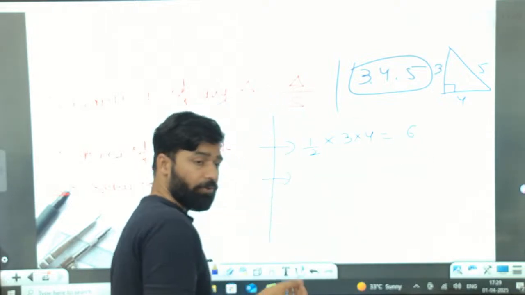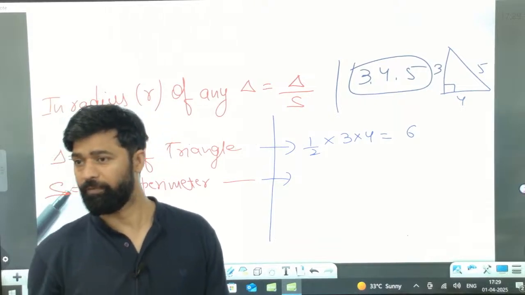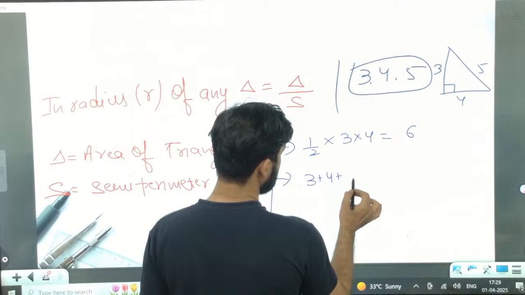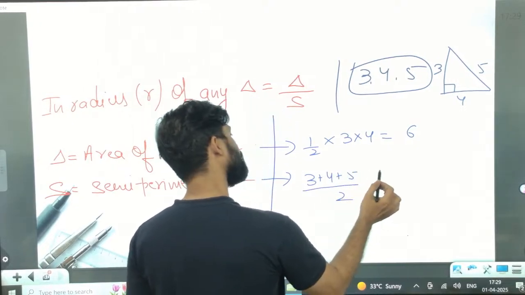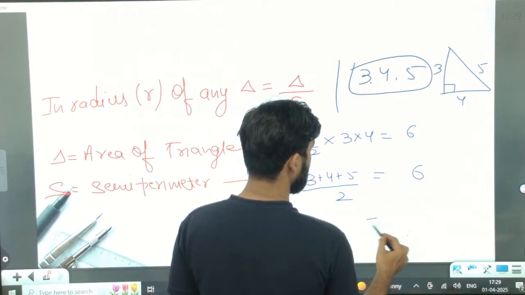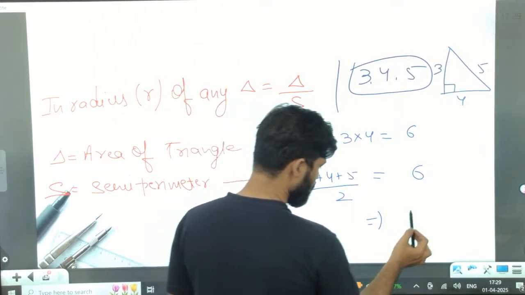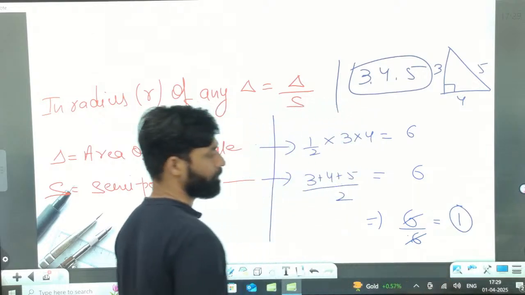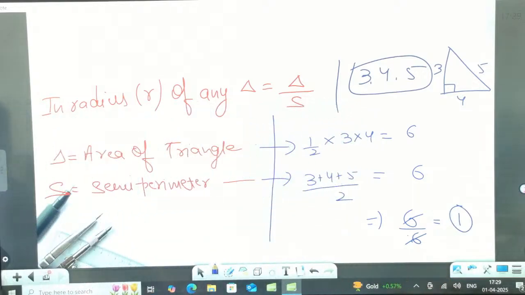What is the semi perimeter? First of all I have to take the perimeter and divide it by 2. That will be the semi perimeter. So the perimeter is 3 plus 4 plus 5 upon 2. So this is 12, so this is also 6. And what we have, delta upon s, so it will be 6 by 6. So the answer is 1. Okay, so it can be used to find any of the in radius.